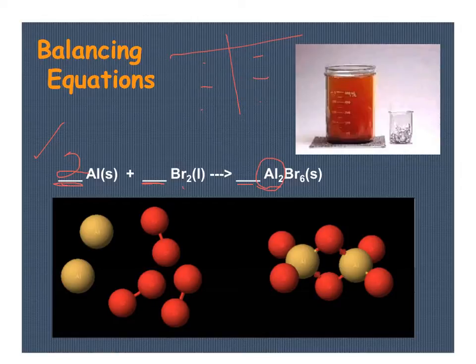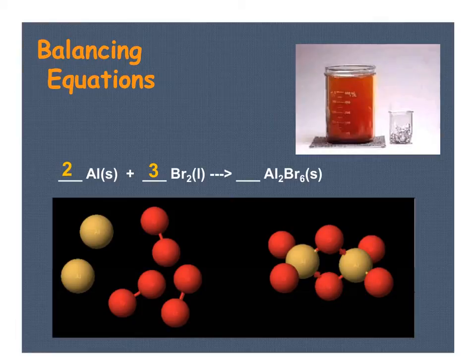All I have left is bromine. I have 6 on the product side and 2 on the reactant side. I'm going to put a 3 here, multiply coefficients by subscripts to see how many total atoms. So now I have 6 bromine atoms on both sides, and guess what? The reaction's balanced.